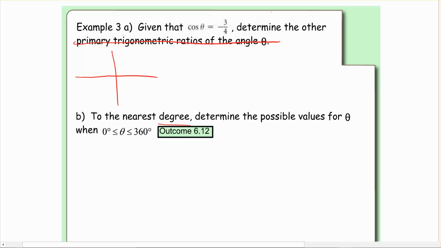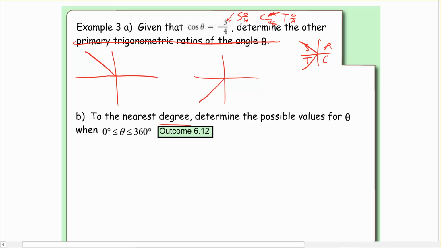You can remember this way too. CAST. Cosine is going to be negative over here and over here. So I'm going to have one drawing where it's over there, and I'm going to have another sketch where it's down here. So cosine, the top one's adjacent. That's the only one that can be negative or positive, right? The hypotenuse is always positive.